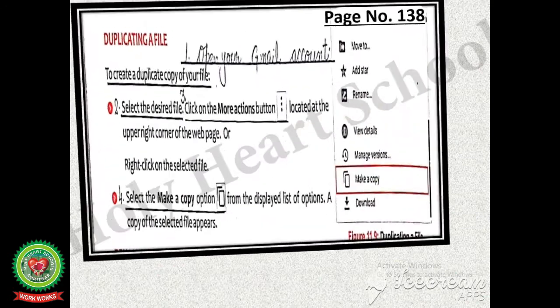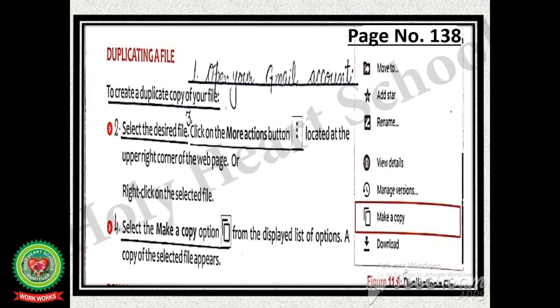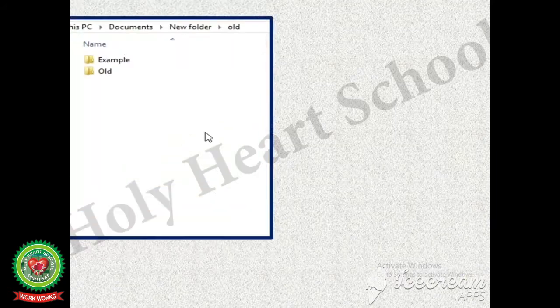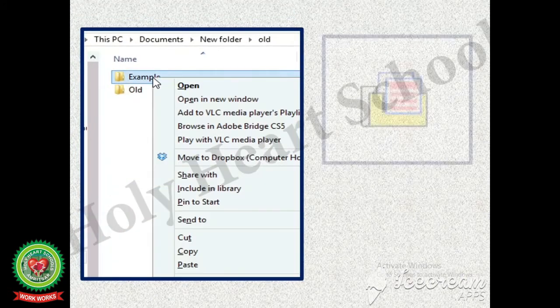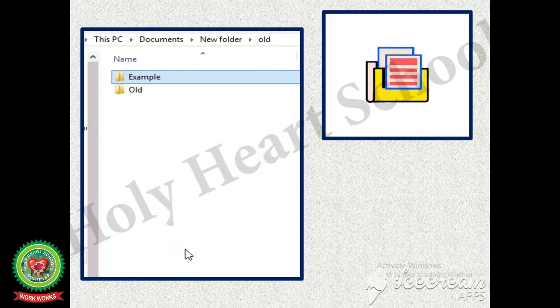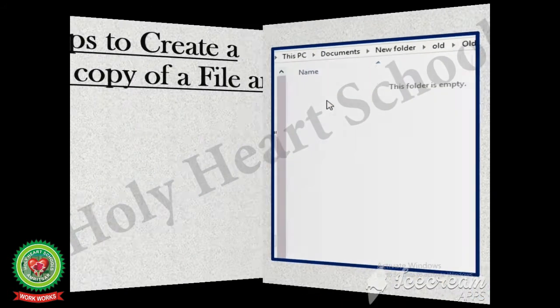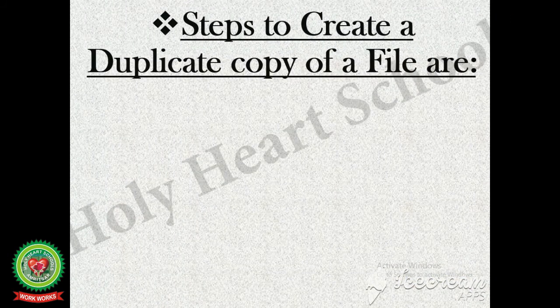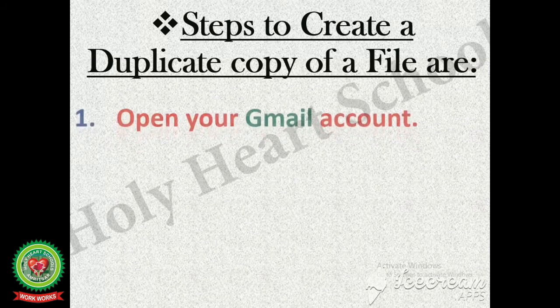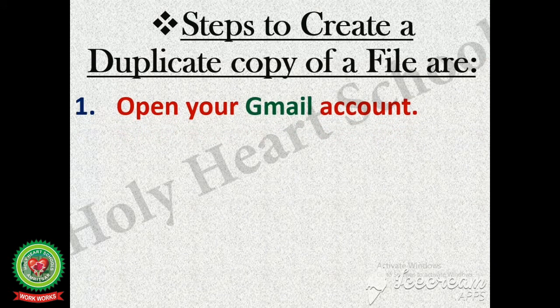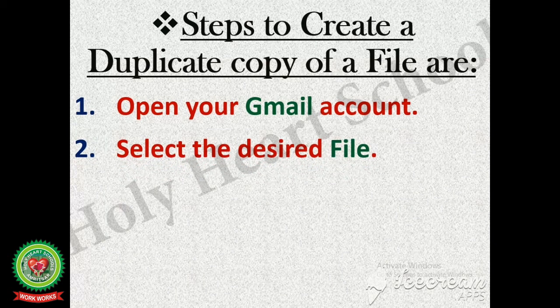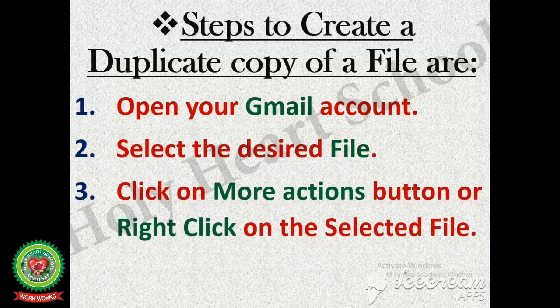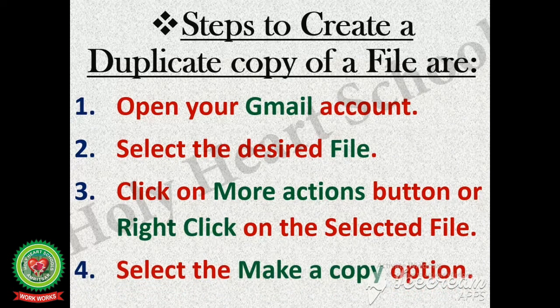Next is duplicating a file. Duplicating means to create a same copy of the selected file or folder. Now the steps to create a duplicate copy of a file are: first is open your Gmail account. Second is select the desired file. Third is click on More Actions button or right click on the selected file. And fourth is select the Make a Copy option.